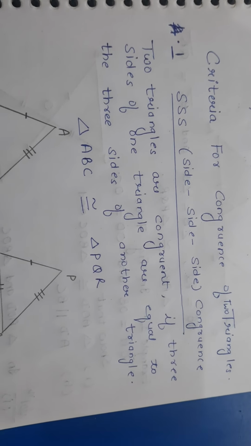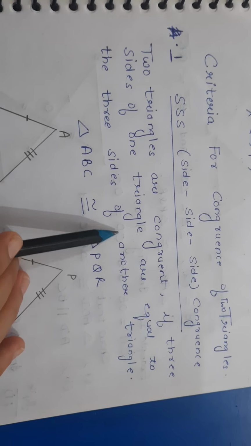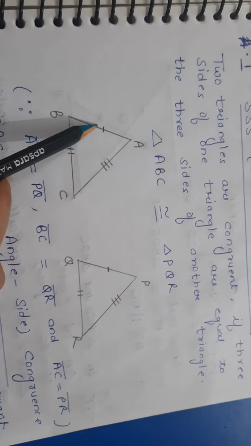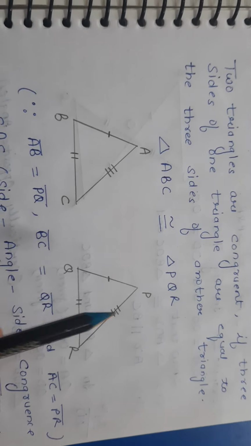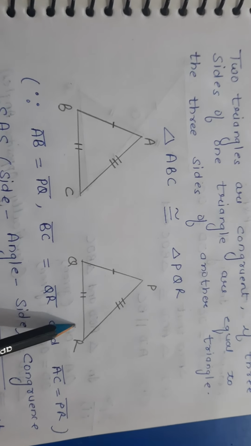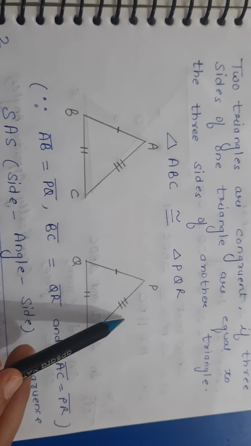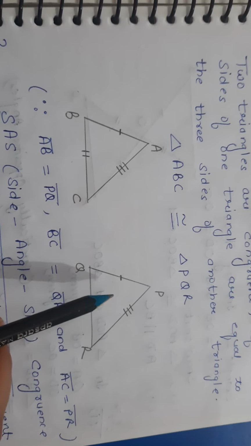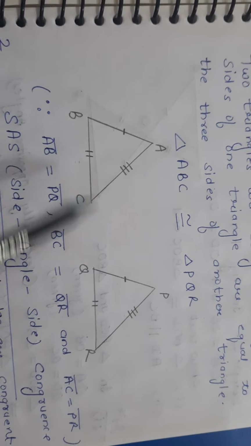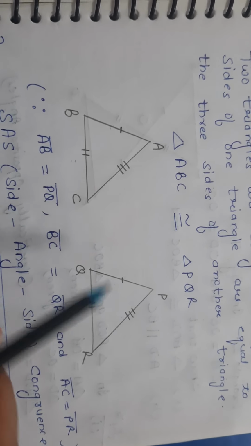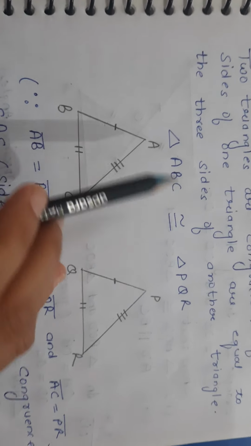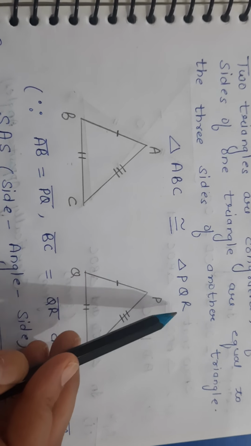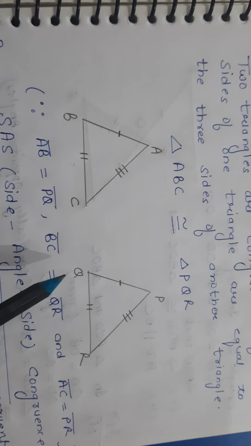Two triangles are said to be congruent if the three sides of one triangle are equal to the three sides of another triangle. Here in this diagram, side AB is equal to side PQ, side BC is equal to side QR, and side AC is equal to side PR. So triangle ABC is congruent to triangle PQR because the corresponding sides are equal.